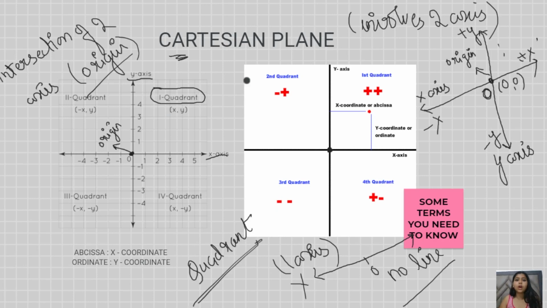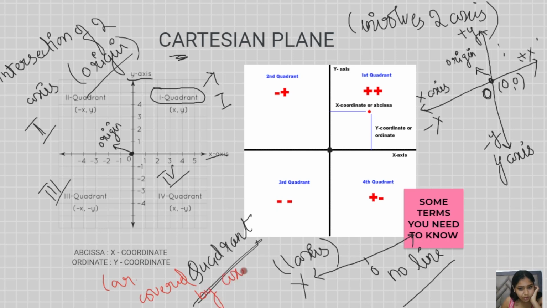Always count the quadrants starting from the right side. This is the first quadrant, this is the second quadrant, this is the third quadrant, and this is the fourth quadrant. So always count the quadrants from the right side. A quadrant is the area covered by the axes. The area covered by the axes is known as the quadrant. So you have already understood the meaning of origin and quadrant.